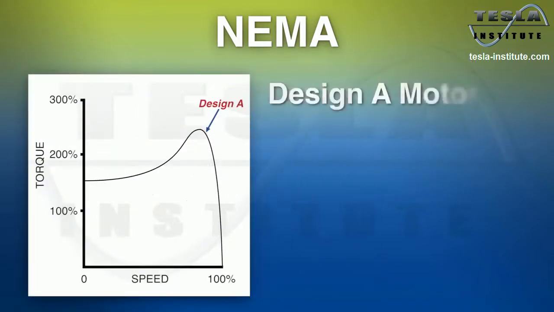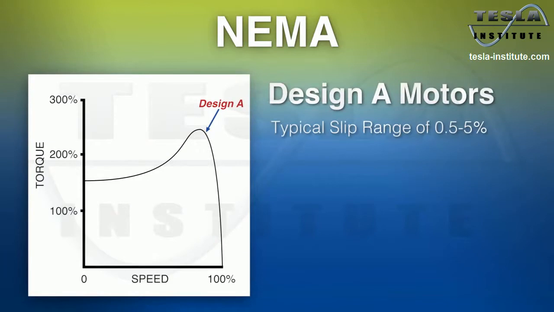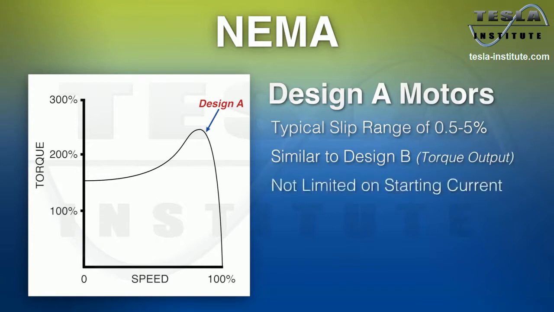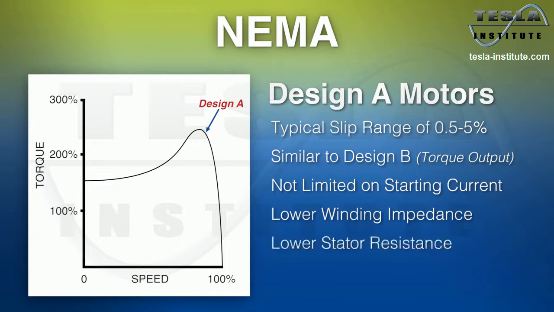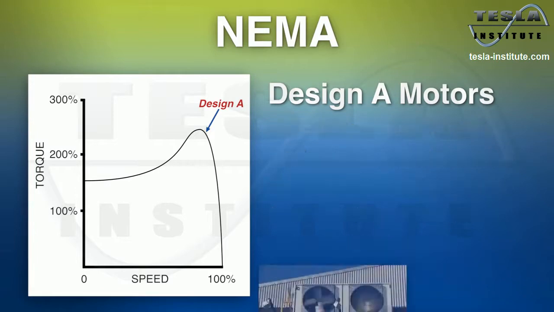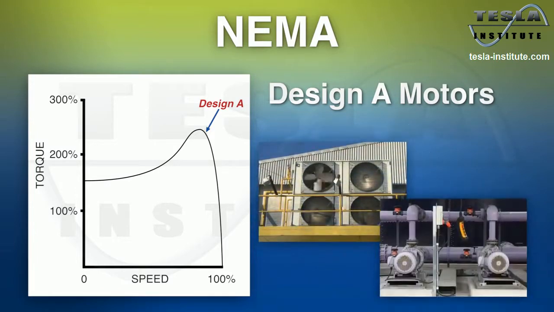NEMA Design A motors are allowed a maximum slip of 5%. They are similar to Design B motors in respect to torque output. However, these motors are not limited on their starting current. This allows for lower winding impedance, which in turn lowers stator resistance, making Design A one of the most efficient motors from an energy standpoint. Design A motors often offer greater breakdown torque than Design B. Centrifugal fans and pumps are typical Design A applications.